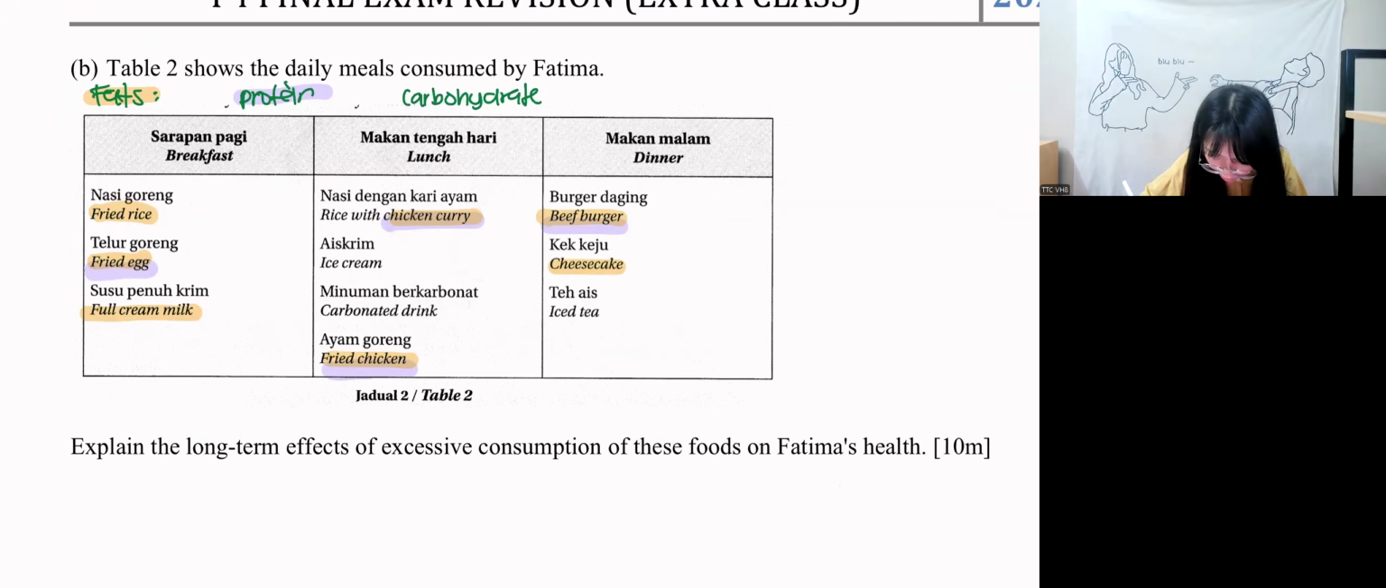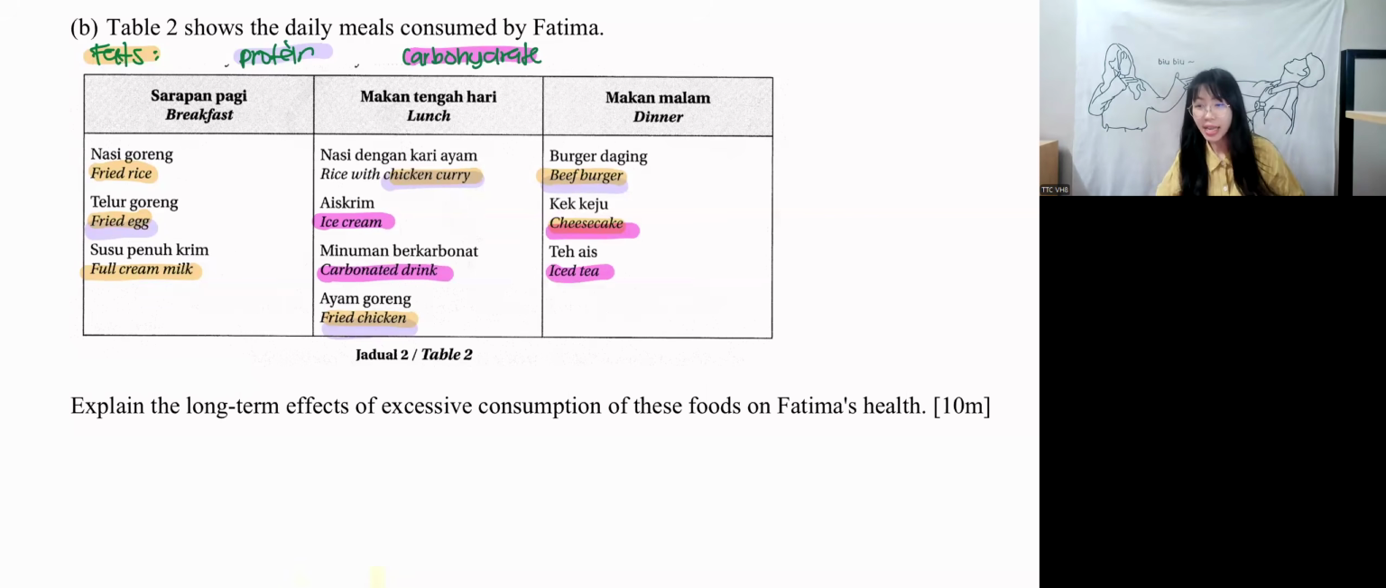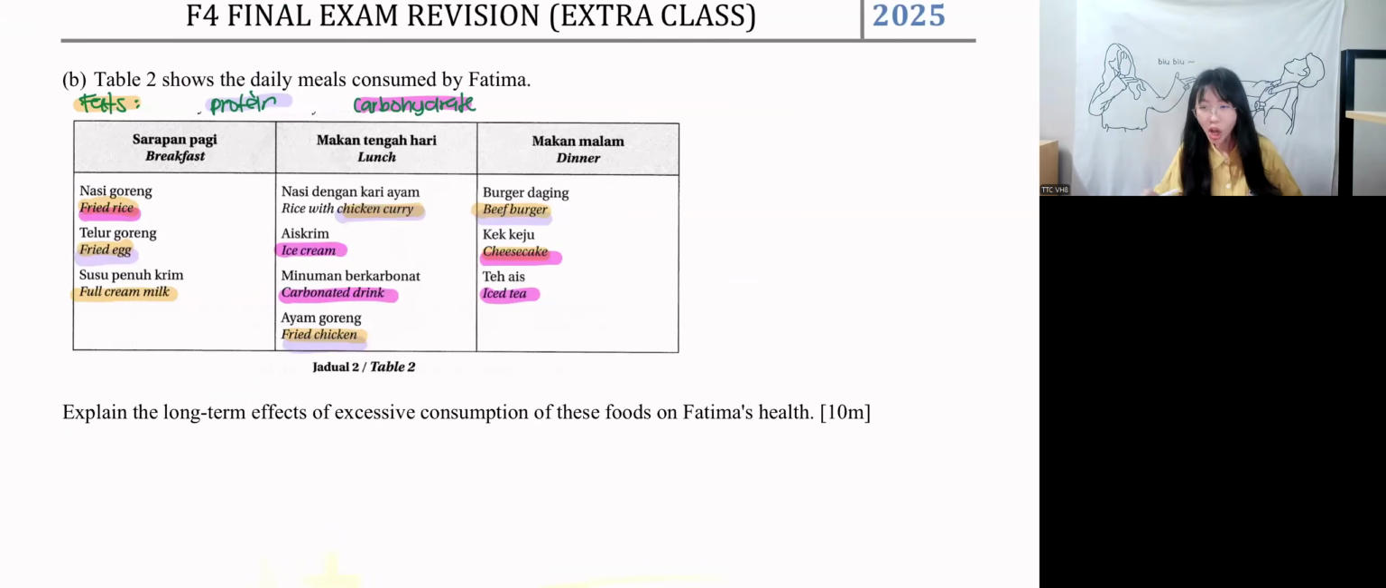Carbohydrate, I use pink color. Okay, pink color, carbohydrate. Now, for carbohydrate, what do we have? We have ice cream, carbonated drink, iced tea, cheesecake. Obviously, fried rice also has carbohydrate. Now, all of this obviously is unhealthy and it's definitely not healthy.